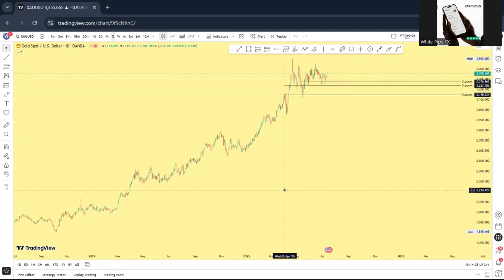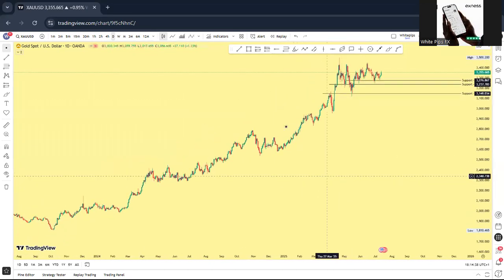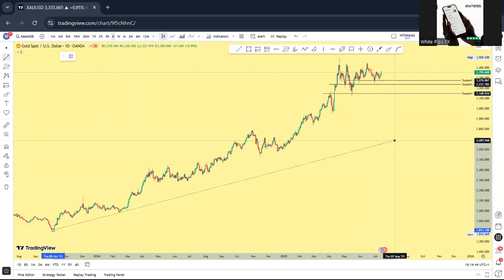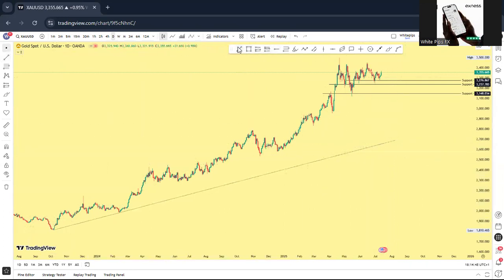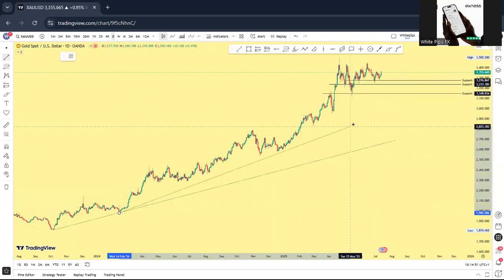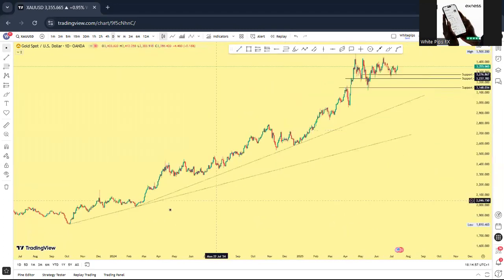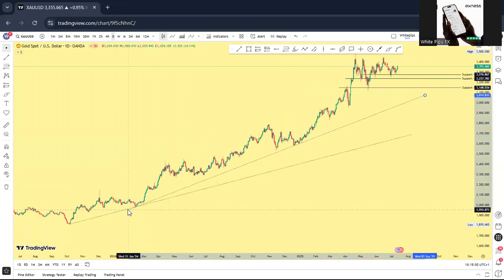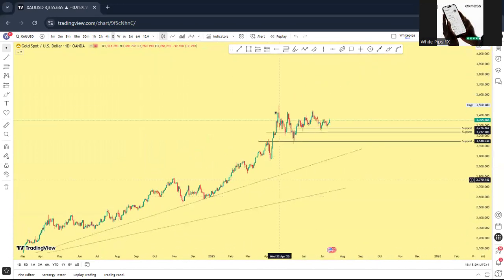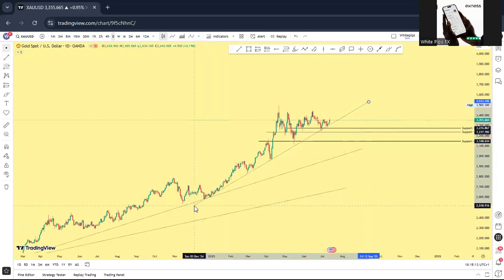If we pick up a trend line from this low, we have one trend line. This is another one. There's another one, and this is the third one where the market is reacting currently. So what I do on the daily time frame is just to check the trend of the market. That's all. It's as simple as that.